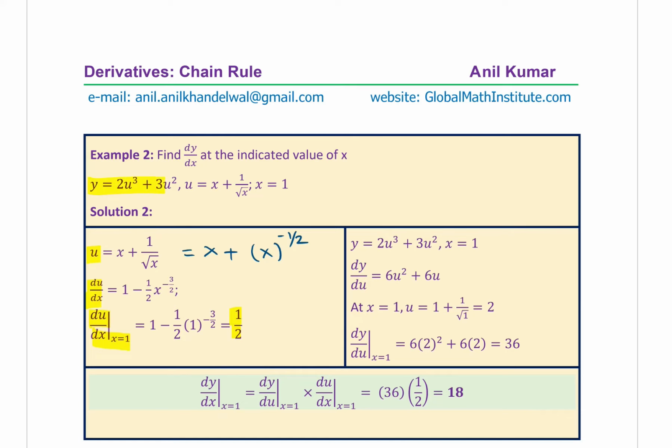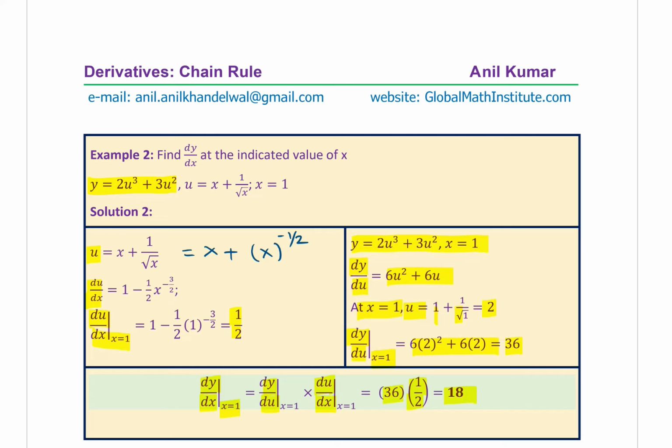Now, we're given y as a polynomial function. We can also find its derivative with respect to u, which is 6u squared plus 6u. Now, at x equals 1, u is equal to 1 plus 1 over square root 1, which is equal to 2. So you can substitute 2 for u and get dy du at x equals 1, and this value is 36. Now, we need to find dy dx at x equals 1, so multiply the two results which you've got, and that is your answer. Is that clear to you? So that is how we are going to actually solve such questions.